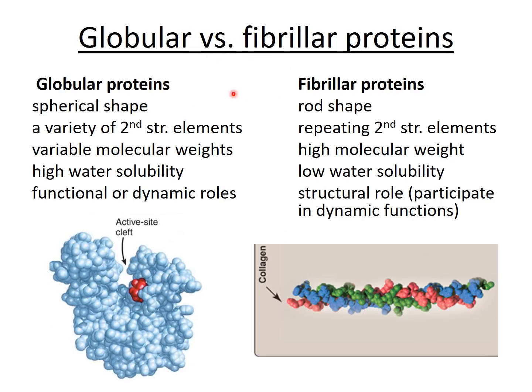So let's compare globular and fibrillar proteins. As I said, you learned a lot of examples of globular proteins that sometimes play roles in the structure of the human body, but most of the time they have dynamic, functional roles. And this particular one is an enzyme which binds a substrate, changes conformation, and catalyzes the turnover of the substrate or substrates to products.